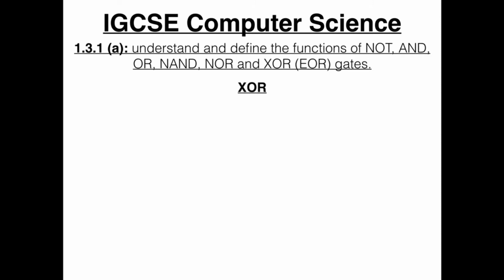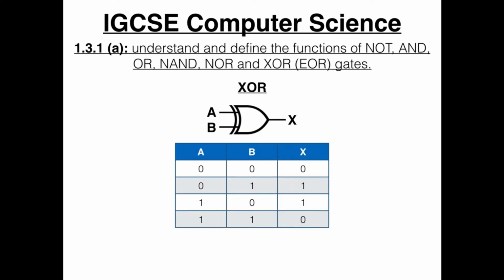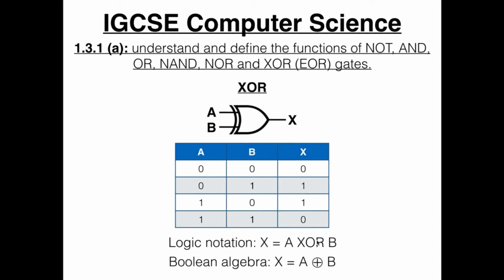So the XOR gate, as you may have guessed, would look something like this. This is, of course, the gate itself, and the truth table looks like this. So as you notice, the XOR gate will not produce 1 if both these inputs are 1. So it'll only accept one or the other, basically. So it's exclusive. And the logic notation for this would be A XOR B. Boolean algebra would be A plus circled B.